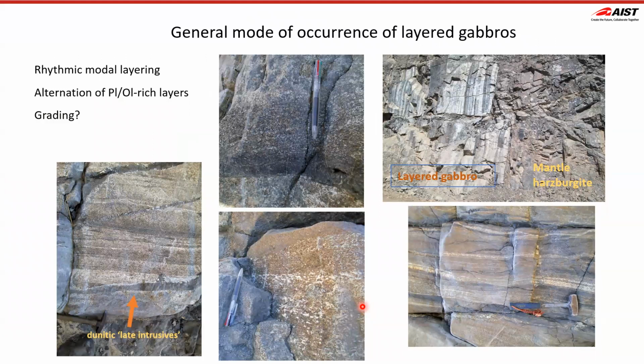The layered gabbro shows rhythmic modal layering like this, at least in part, and graded-like structure is also observed in some cases. This type of thin alternation of plagioclase-rich layers and olivine and pyroxene-rich layers is also commonly observed. Here is a boundary between the mantle harzburgite tectonite and the layered gabbro. So here is the Moho.